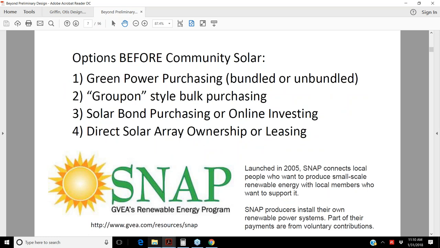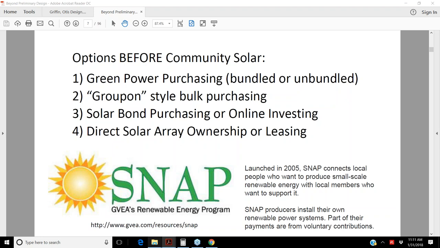Before this concept of community solar, how did people participate in green energy markets, or what community options were there to come together and support solar power? Well, the first option is green power purchasing. You may have an option from your utility to sign up for what they will call a 100% green or 100% renewable plan. Often it's not sourced by solar. Often it's sourced by wind power. Sometimes it's sourced by the local hydroelectric dam. Not everyone considers hydro to be renewable, but the vendor does.